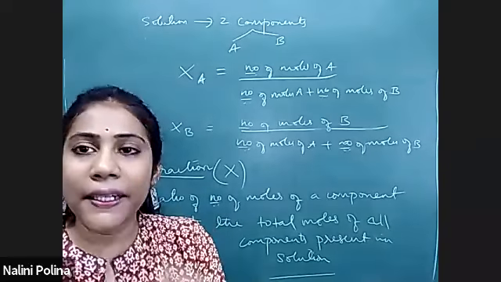Now one more thing you have to remember: in a particular solution, the sum of the mole fractions is always equal to 1. You may have 2, 3, 4 or however many components. The sum of the mole fractions of all components is always equal to 1. In this solution you have two components. The mole fraction of A plus the mole fraction of B will always be equal to 1. So try to remember this relationship also. So this is all about mole fraction.